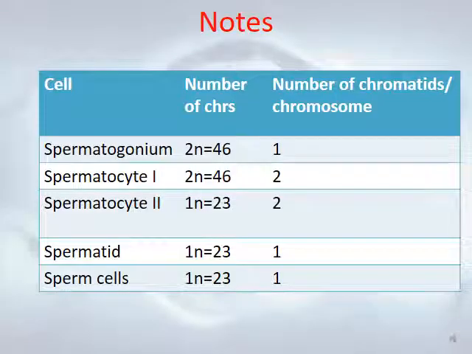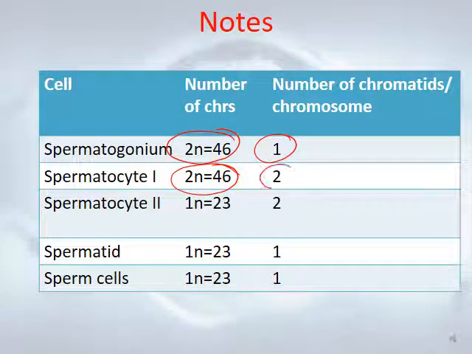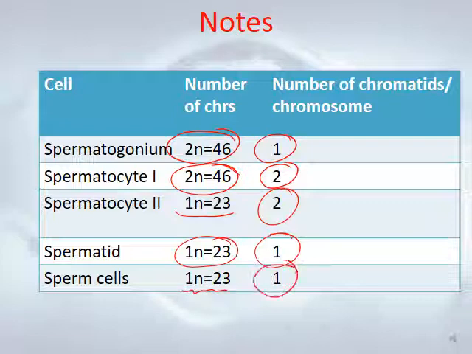So as you know, spermatogonium is 2n equals 46, with 1 chromatid per chromosome. Spermatocyte 1, 2n equals 46, with 2 chromatids per chromosome. We have also the spermatocyte 2, 1n equals 23, with 2 chromatids per chromosome. Spermatid, 1n equals 23, 1 chromatid per chromosome. And the sperm cell, 1n equals 23, 1 chromatid per chromosome.